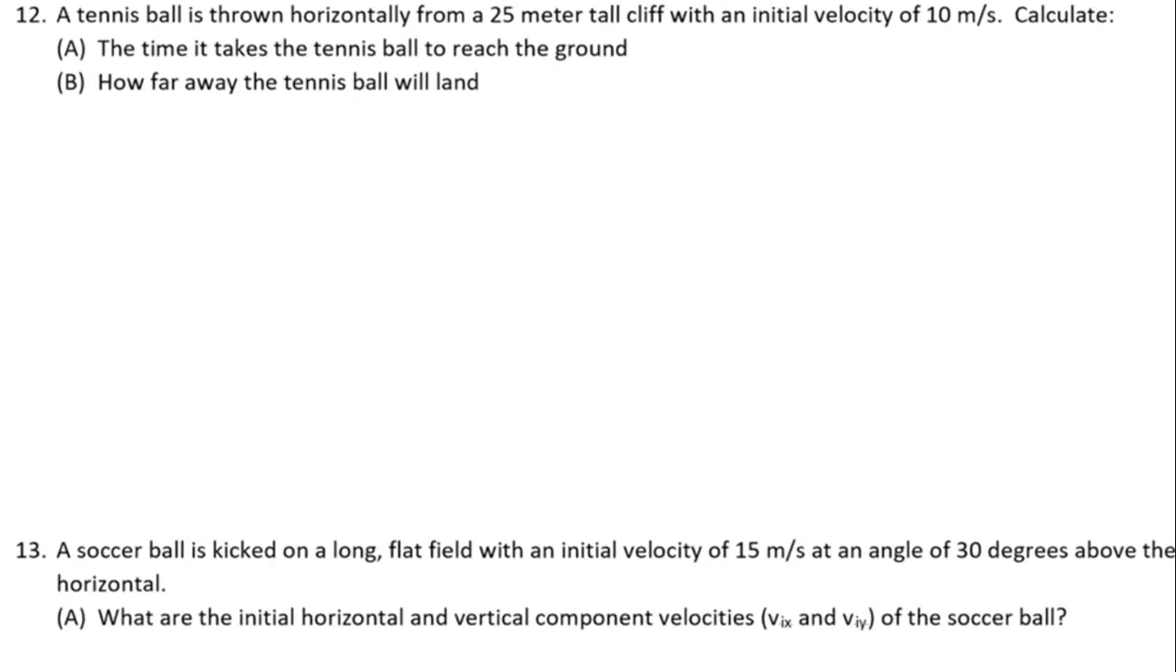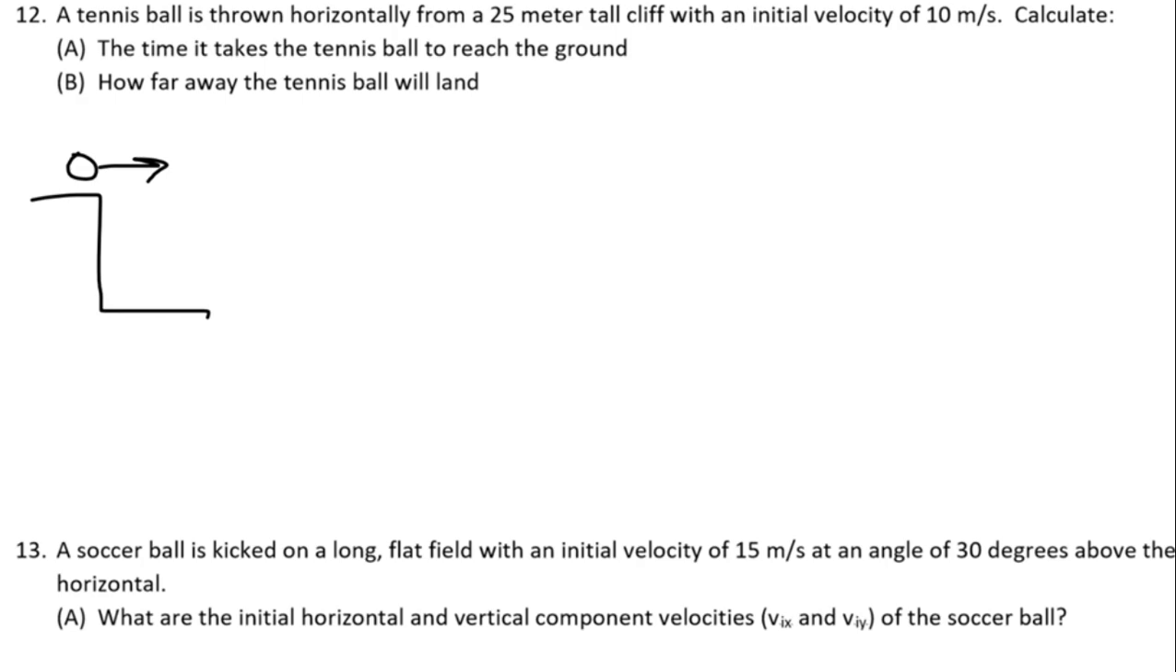And it says a tennis ball is thrown horizontally from a 25-meter cliff with an initial velocity of 10 meters per second. Calculate the time it takes the tennis ball to reach the ground, and how far away the tennis ball will land. So two things here. To start, draw the picture. So we've got a 25-meter cliff, and the ball is being thrown from the top horizontally.